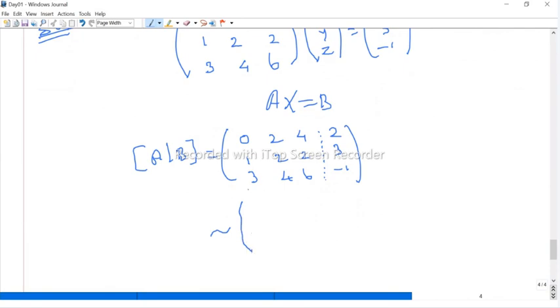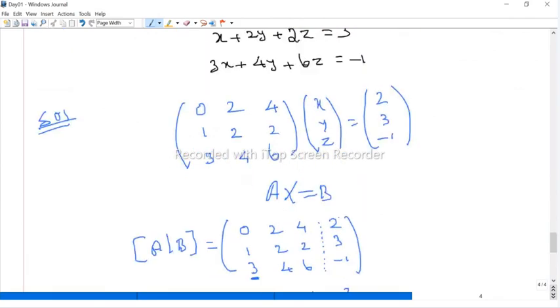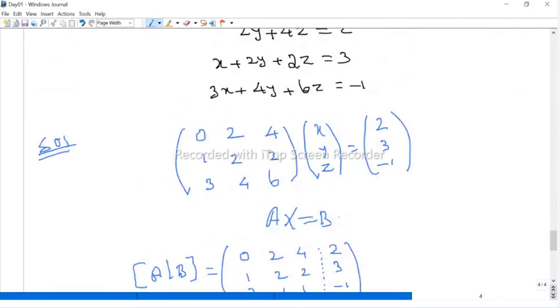So what is the elementary operation? I am going to use this. First I add minus 3 times, so I am going to make this entry 0. First I keep the first two rows, that is 2, 0, 2, 4, 2, and then 1, 2, 2, and then 3. Okay, for the time being I take this. Did I make any mistake?